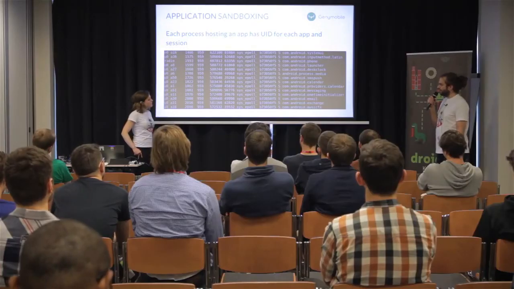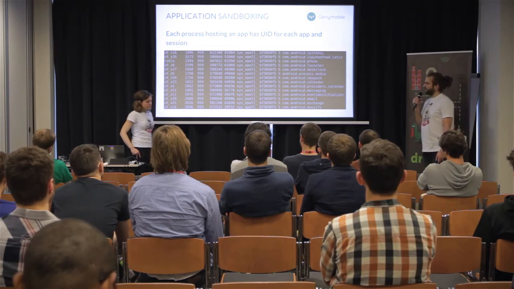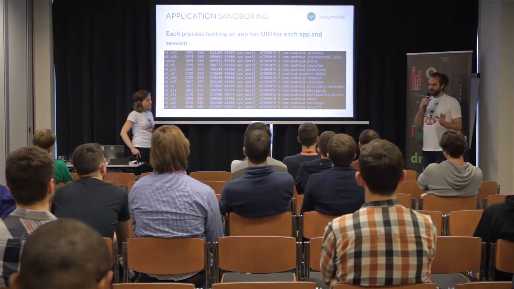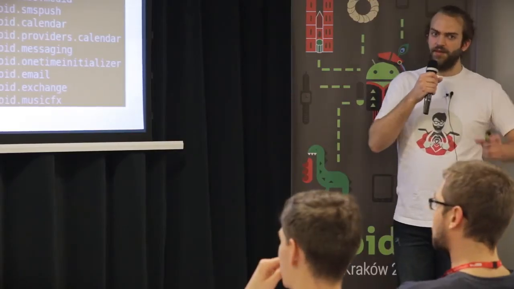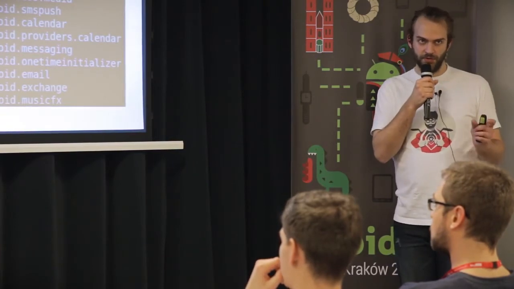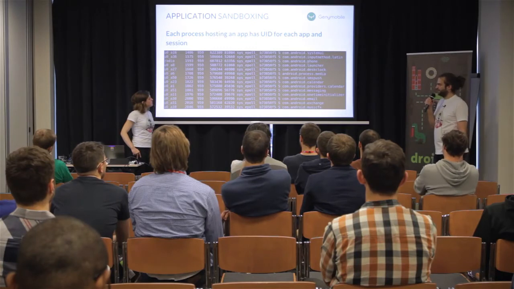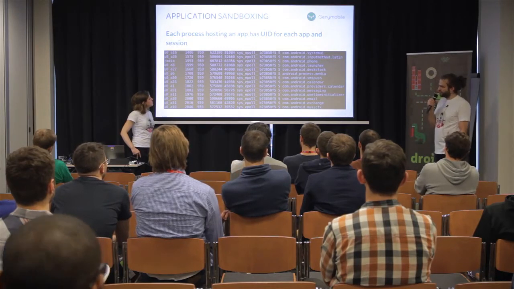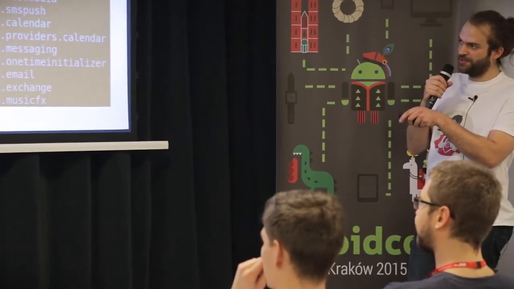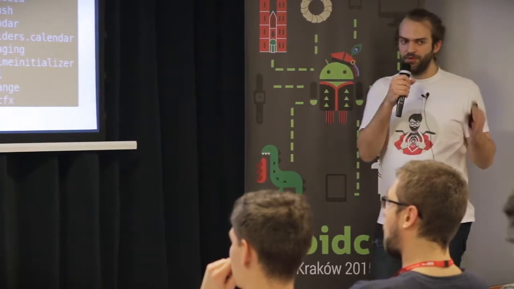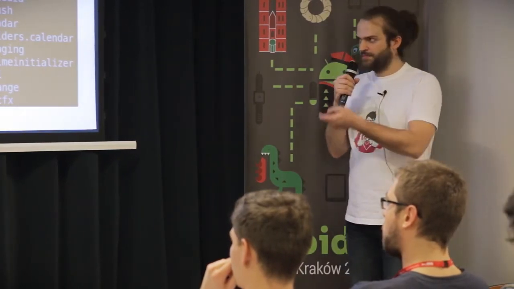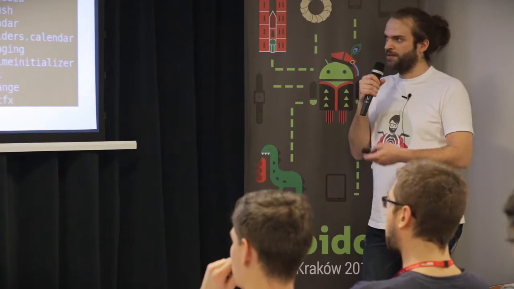You can see the U0_A8, U0_A27 and such. Those are the string representation of the UID that actually backs the user associated to the application, the Linux user. The human user in this representation is only represented by the U0. So in a multi-user Android system, you would have several, U0, U1, U2.